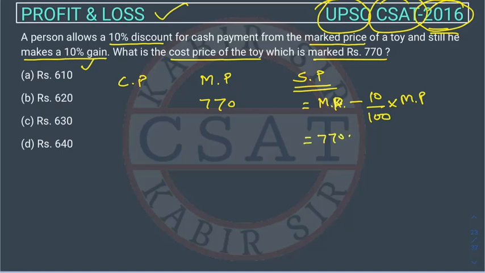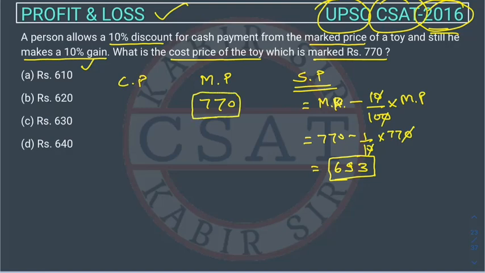So it will become 770 minus 1 upon 10 into 770. This 0 will cancel this 0, so this will come out 693, right? So he is selling at 693 rupees and the price is marked 770 rupees. Okay. So the question is asking the cost price. So cost price is what is asked, right? And he's selling at 693.